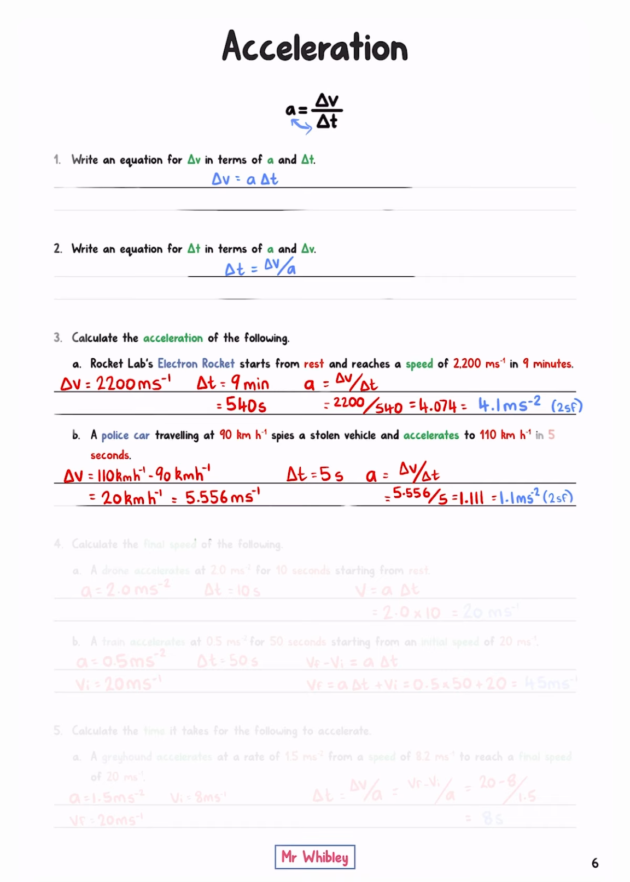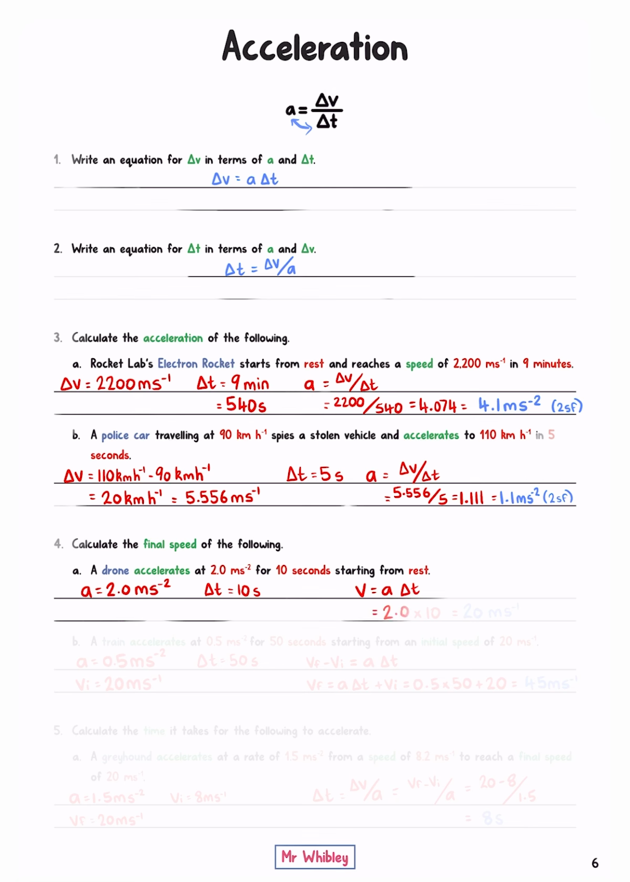Question 4. Calculate the final speed of the following. A drone accelerates at 2 meters per second squared for 10 seconds starting from rest. We have our acceleration and we have our duration. Using our equation above that we solved for velocity, putting these numbers in, gives us 20 meters per second.